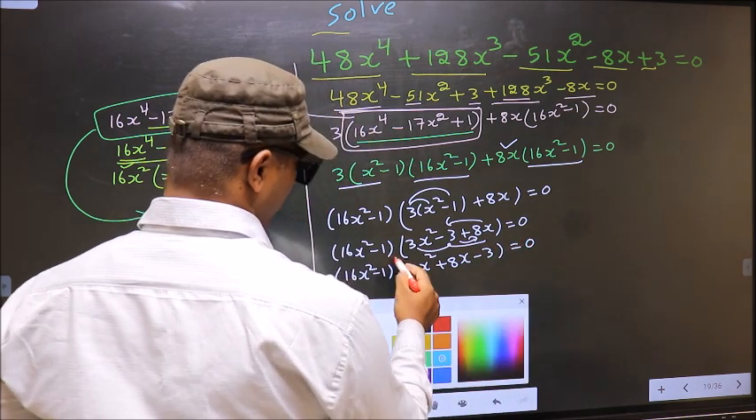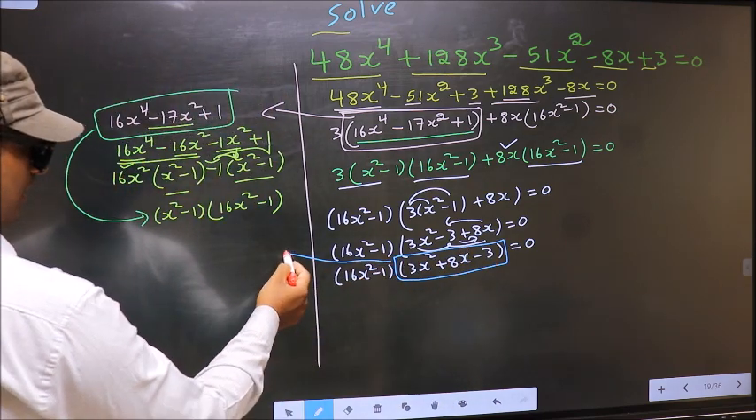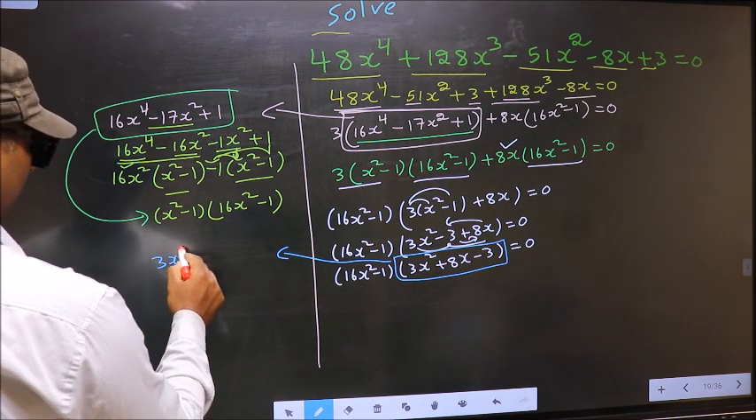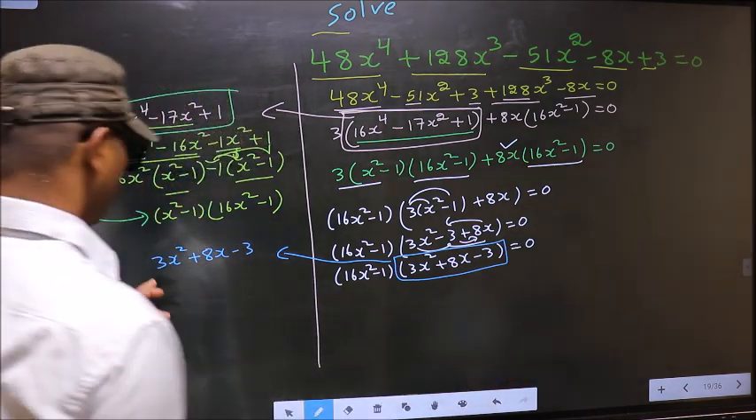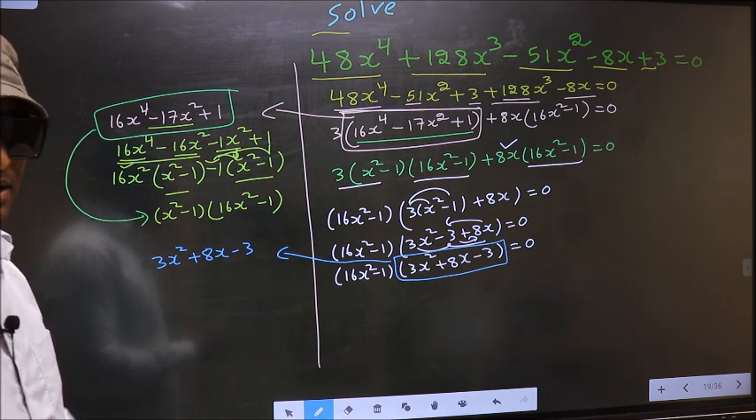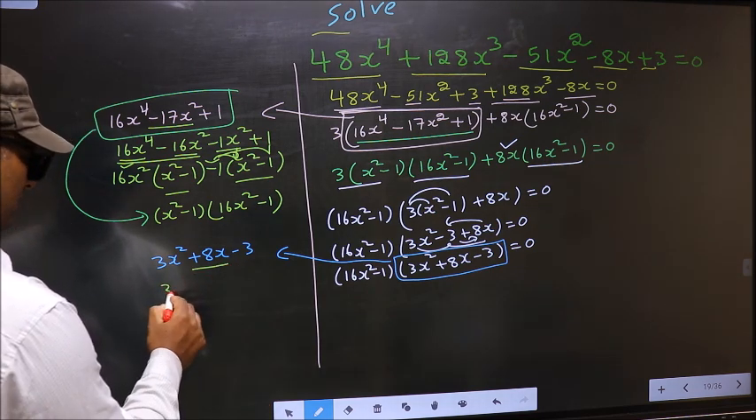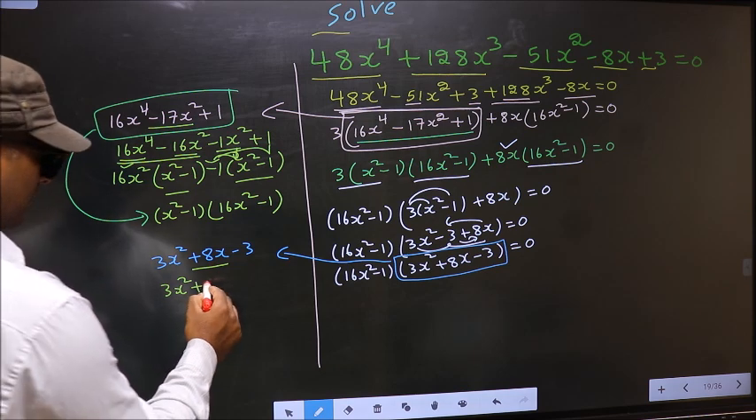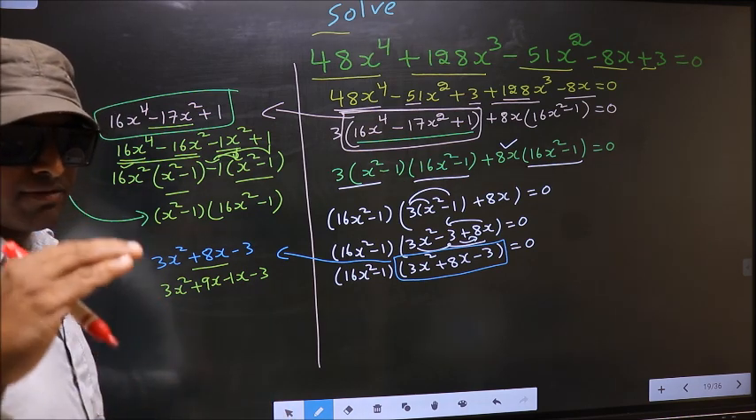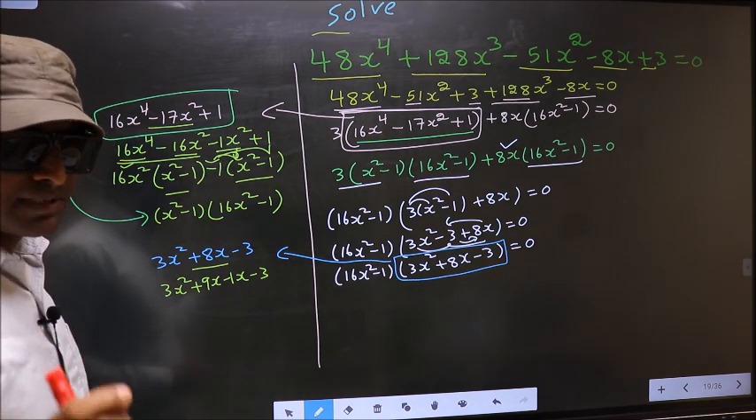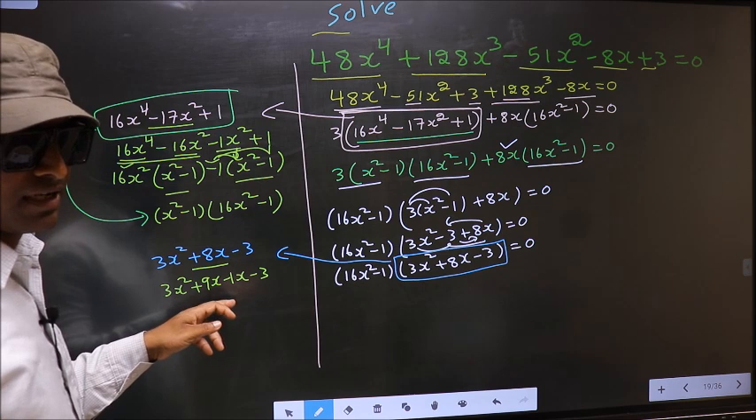Now we got a quadratic here. So let us factorize this quadratic, that is 3x square plus 8x minus 3. To factorize this, we should split the middle term, that is plus 8x. So now in place of plus 8x, I write plus 9x minus 1x minus 3. I am not doing the factorization steps; directly I split plus 8 into plus 9 and minus 1.